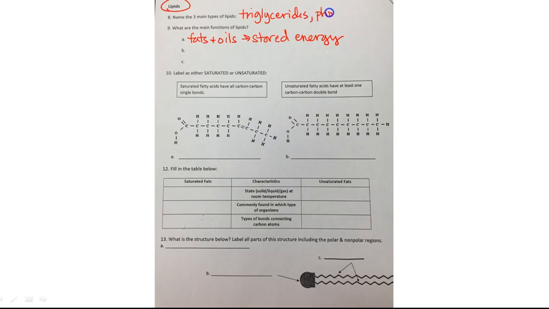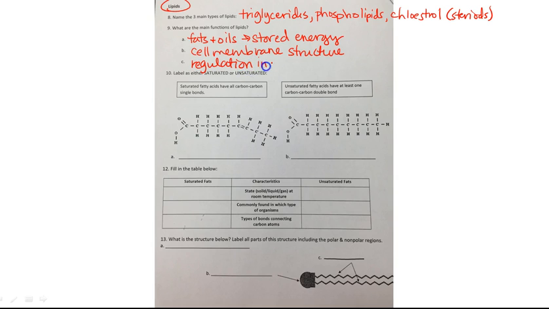Our next one is phospholipids. And phospholipids are going to be for our cell membrane structure. And our last one is our cholesterol or steroids. Okay, anything that's a hormone. And these are for regulation in our body for a whole bunch of different things.